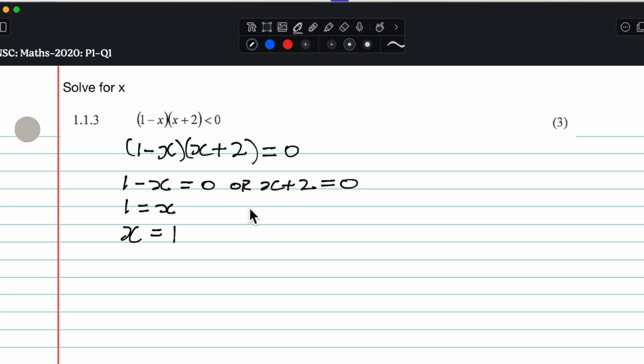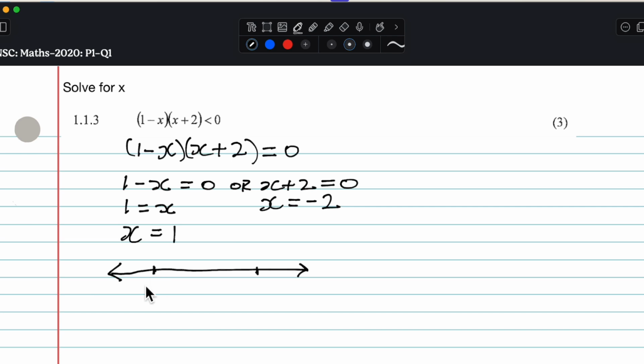Okay, so let's find the next critical value. So this will be x is equal to negative 2. Great job. So we have found the two critical values. Now we need to use the number line and put these values on the number line. Horizontal line there. So this is a number line.